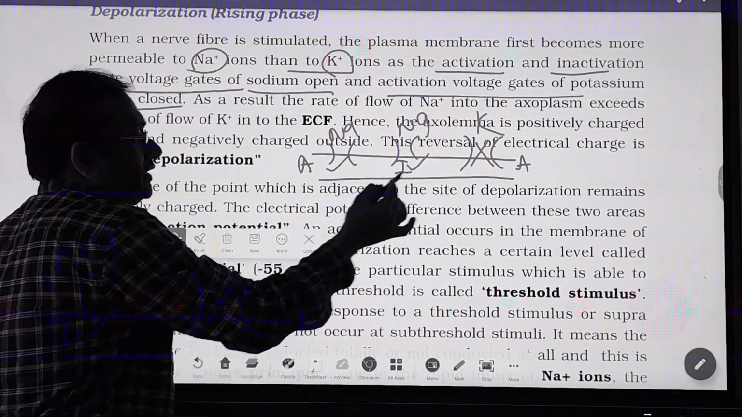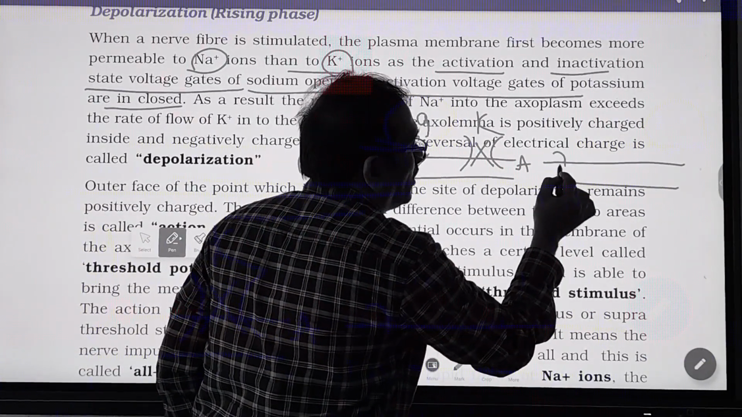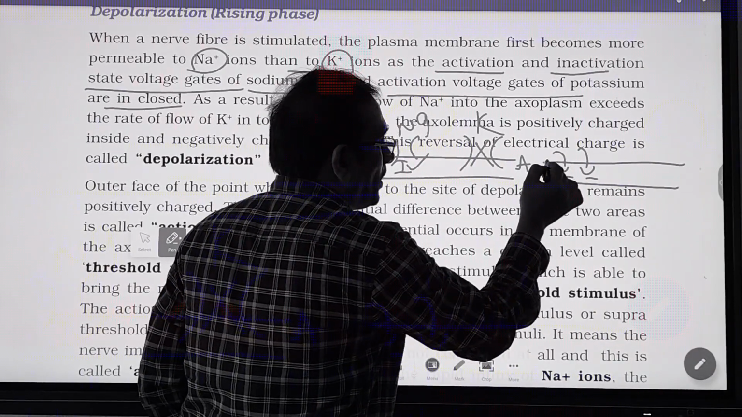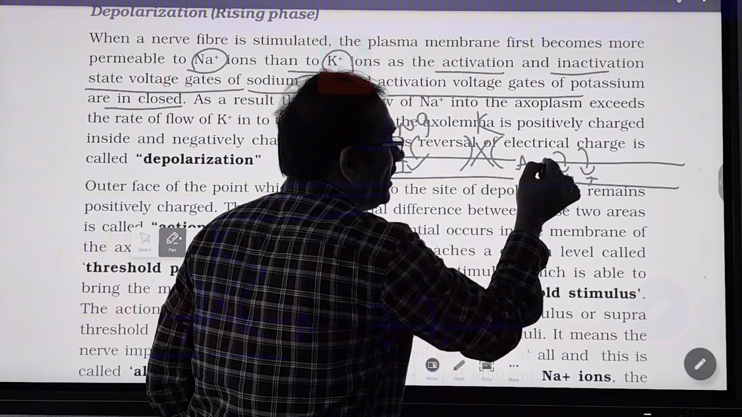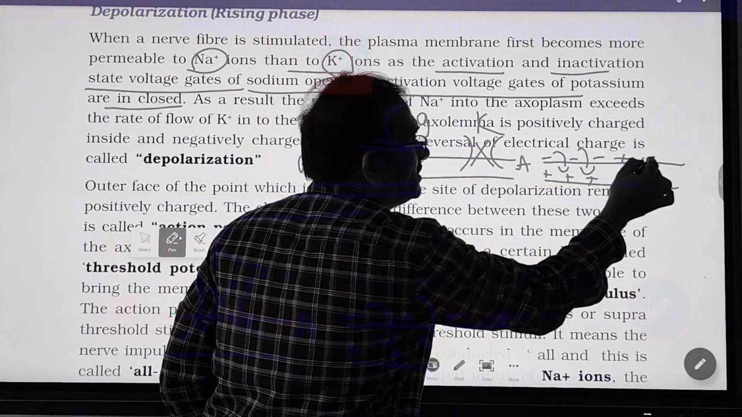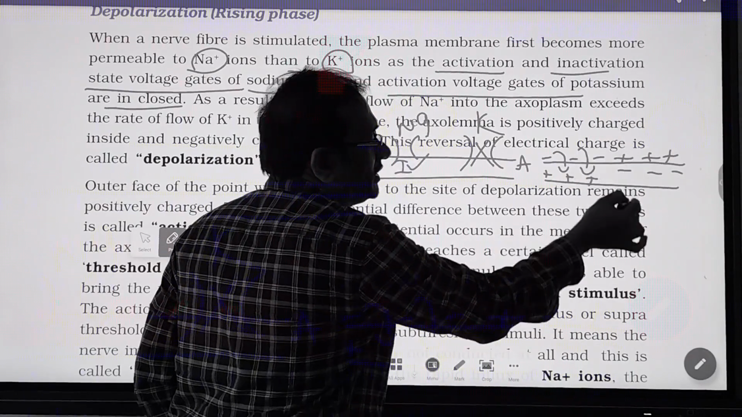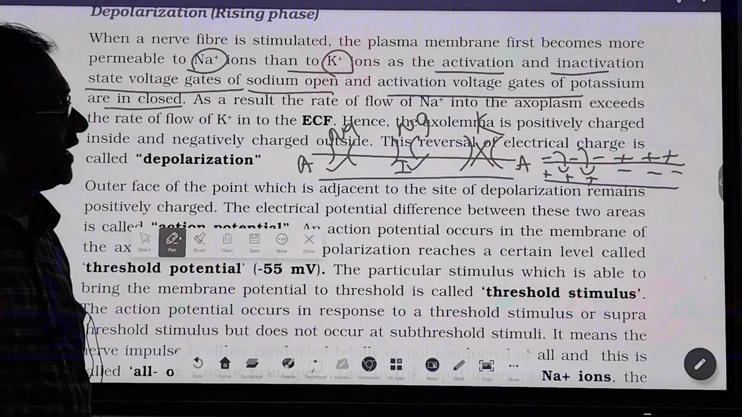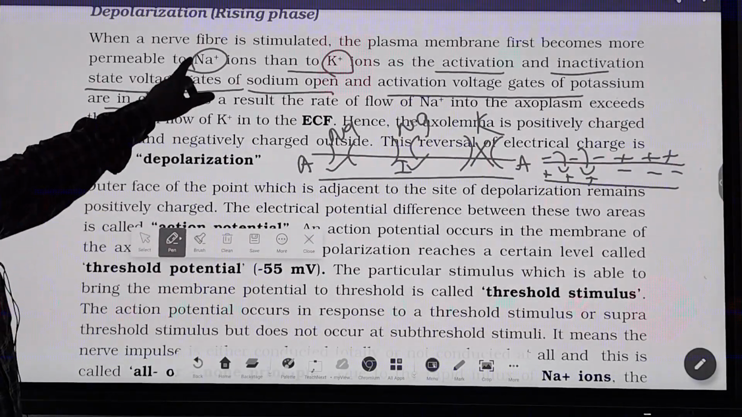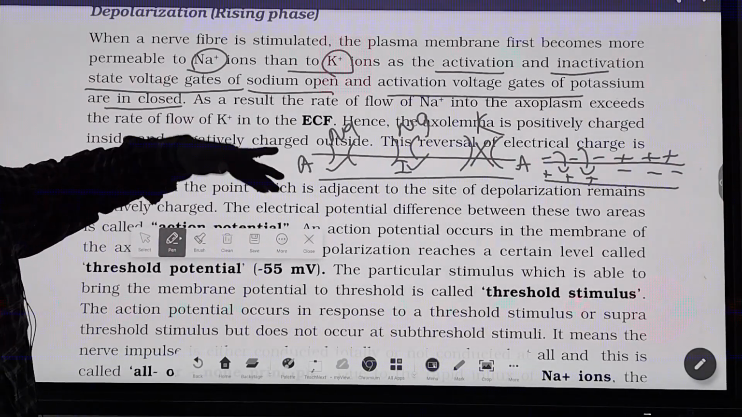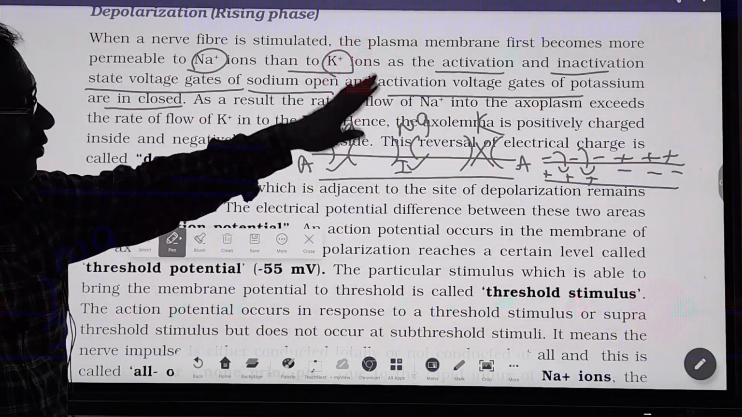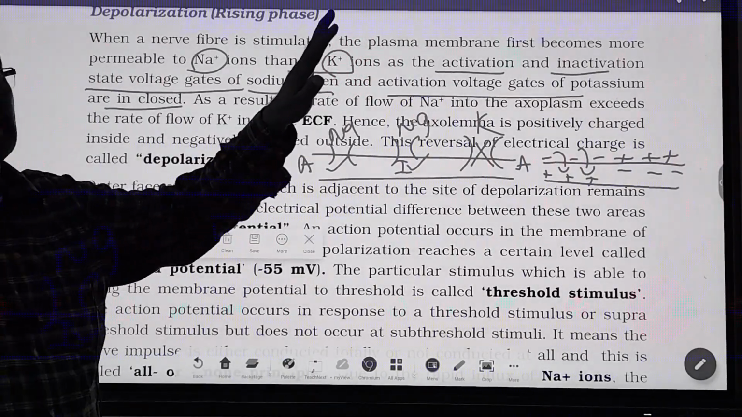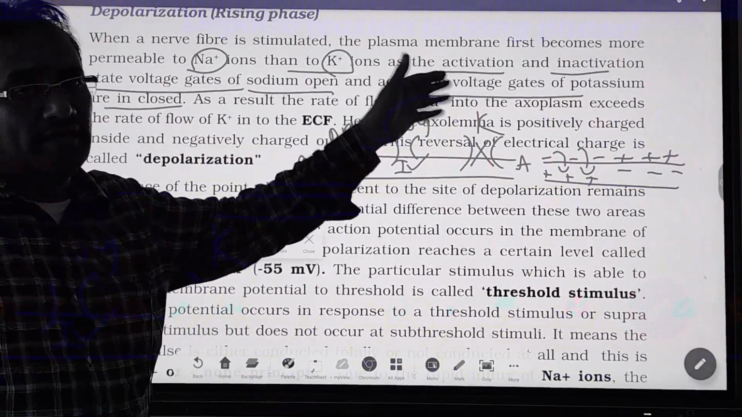In this condition, what happens? Sodium influx takes place, so the negativity inside becomes positive and the outside becomes negative. Actually this is the resting potential, but with the signs changed: outside negativity, inside positivity, because of the sodium ion influx. Potassium ions are slowly going outside, but the gates are closed, so potassium never goes outside. So sodium coming inside means positivity is less on the outside, which becomes a negative charge.